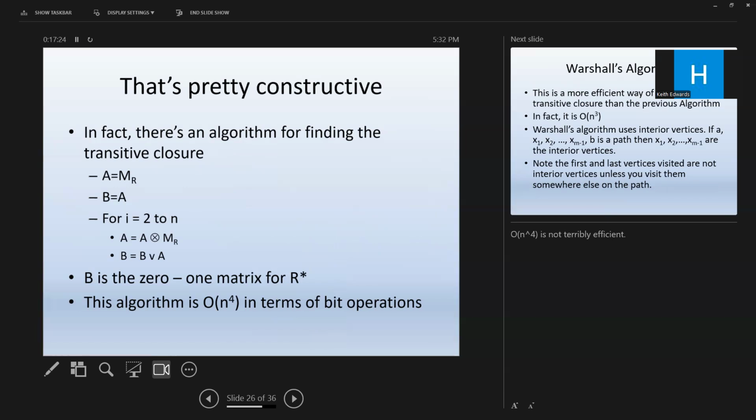Start with A equal to M sub R, B equal to A, and then do the multiplication, and then do the OR between B and A, and B is the 0, 1 matrix for R star at the end of this algorithm. The bad news here is this algorithm is O of n to the fourth in terms of bit operations. So can we make it more efficient?